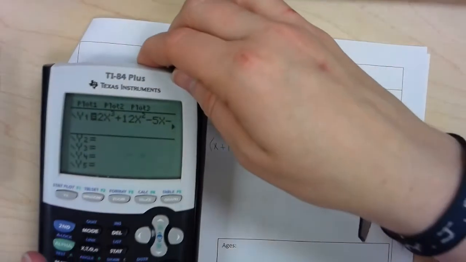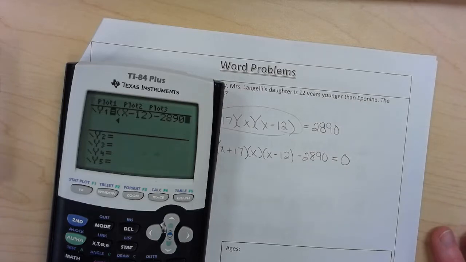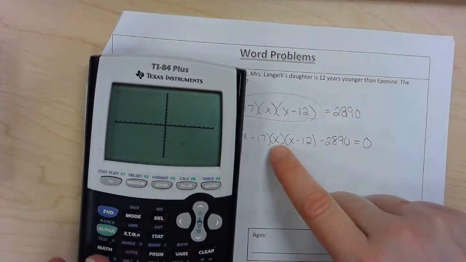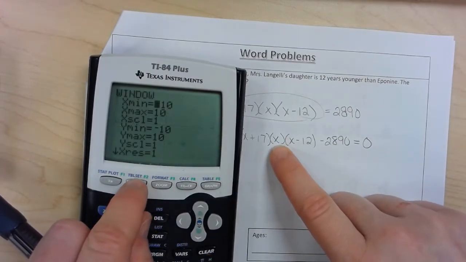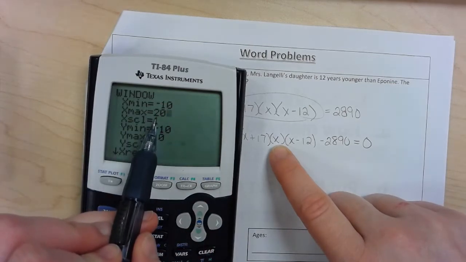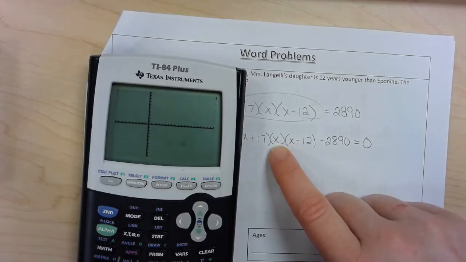So if I grab my calculator, type it in, I have x plus 17 times x minus 12, and then that really big minus 2890. When I hit graph, I'm not going to see the graph at all. It's kind of a problem. Well, the reason is because we're trying to solve for Eponine's age, and this only goes to 10. So if I hit my window, why don't we go to 20? Let's see if Eponine is 20. She's not 10 years old, but I'm going to guess she's before 20. So if I hit graph, I'm going to see if I can see now where it crosses.